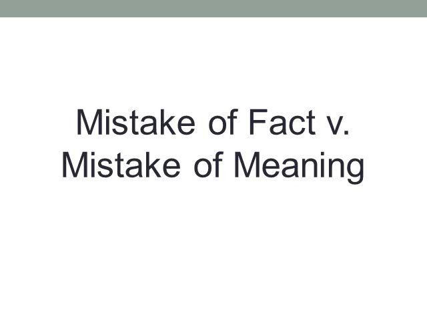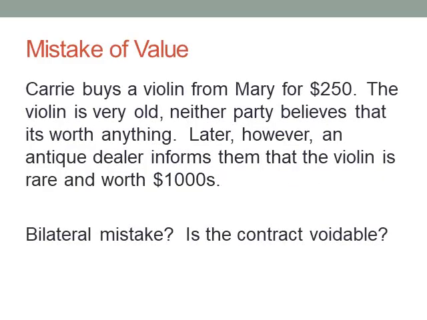Okay? What about value? Mistake of value. Carrie buys a violin from Mary for $250. The violin is very old. Neither party believes that it's worth anything. Later, however, an antique dealer informs them that the violin is rare and worth thousands. Is this a bilateral mistake? Neither party believed it was worth anything. Is the contract voidable? Mistakes of value can be bilateral or unilateral. But either way, it's not a basis for avoiding a contract.